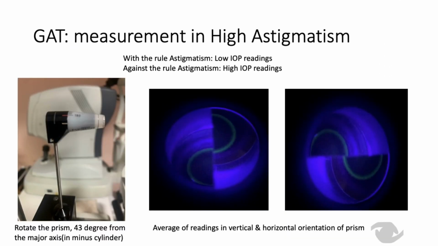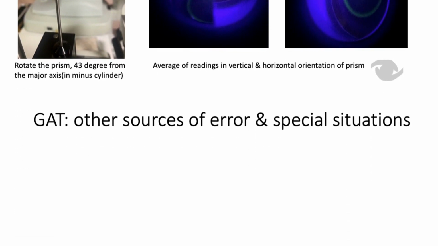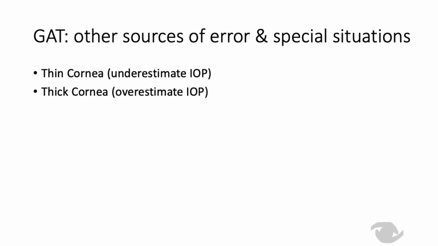To avoid false reading in eyes with astigmatism more than 3 diopters, before the measurement, rotate the prism about 43 degrees from the major axis to align with the red line on the prism holder, or take average of readings in vertical and horizontal orientation of prism. GAT tends to underestimate and overestimate IOP in eyes with thin and thick central corneal thickness. Although nomograms are there to adjust for this, none is validated.